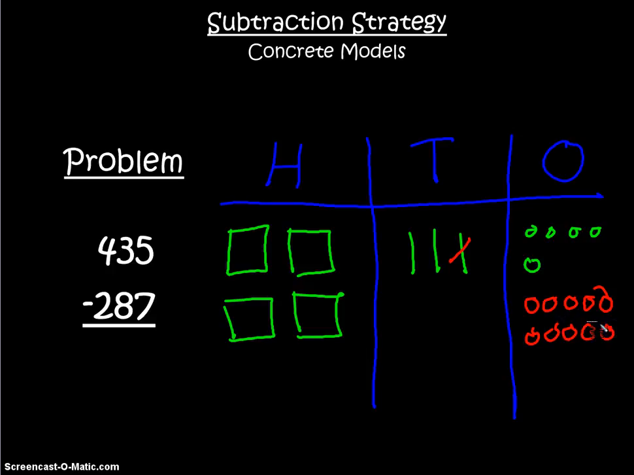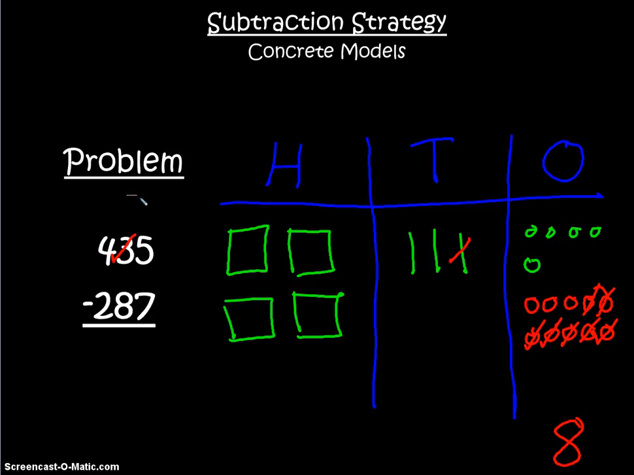Now that I have more ones, I can now take away 7. So now I'm going to take away 7 ones. 1, 2, 3, 4, 5, 6, 7. And that leaves me with 1, 2, 3, 4, 5, 6, 7, 8. 8 ones left over.